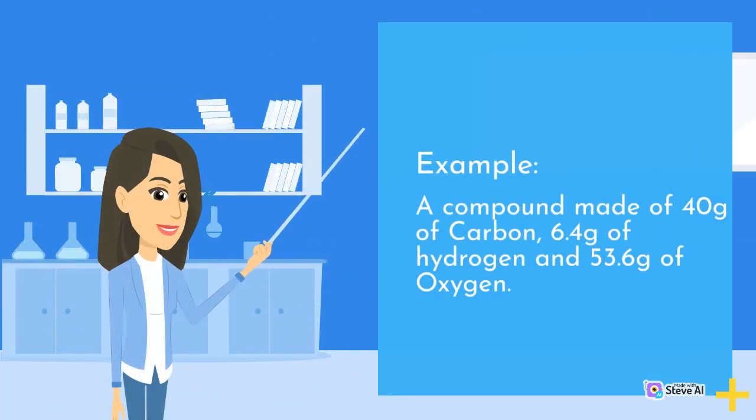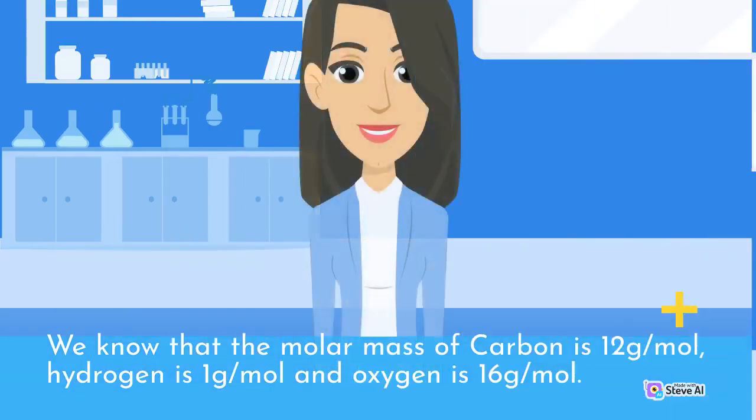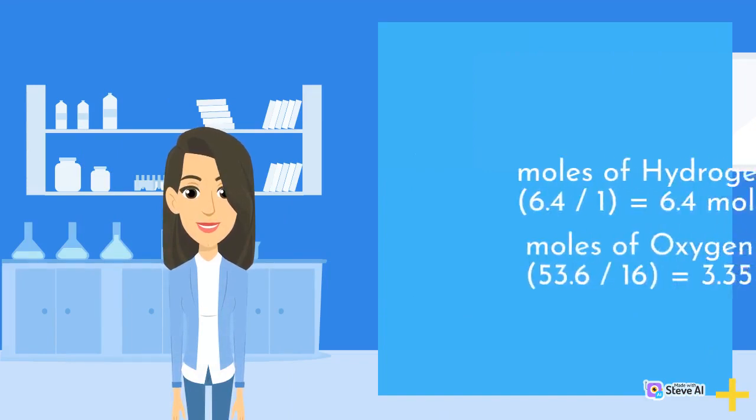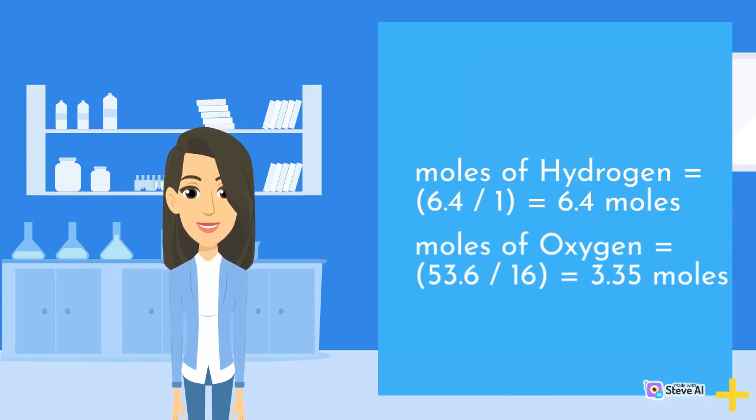Example: a compound made of 40 grams of carbon, 6.4 grams of hydrogen and 53.6 grams of oxygen. We know that the molar mass of carbon is 12 grams per mole, hydrogen is 1 gram per mole and oxygen is 16 grams per mole. We can calculate the number of moles of each element as moles of carbon equals 40 ÷ 12, equals 3.33 moles. Moles of hydrogen equals 6.4 ÷ 1, equals 6.4 moles. Moles of oxygen equals 53.6 ÷ 16, equals 3.35 moles.